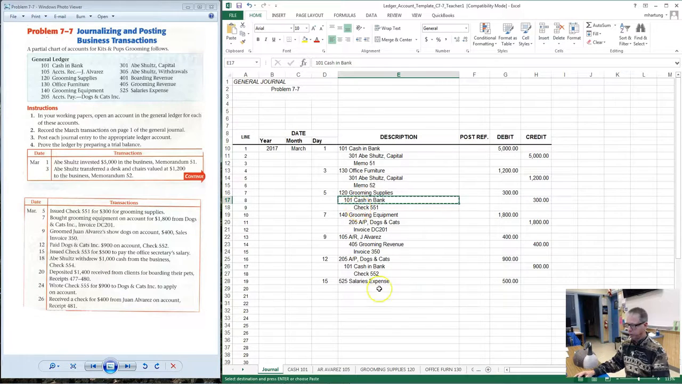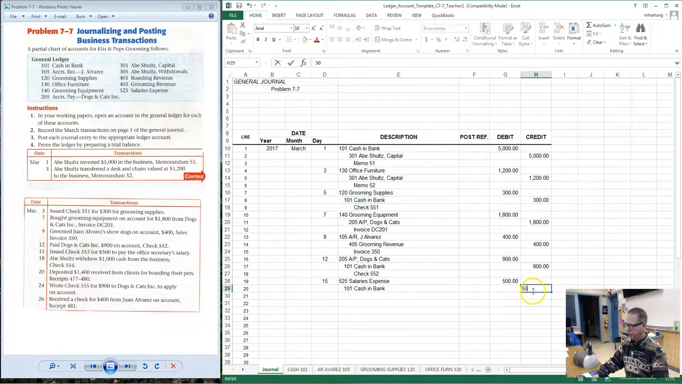Need a credit for cash. I'm going to copy that one. And it's 500. And then check number 553.